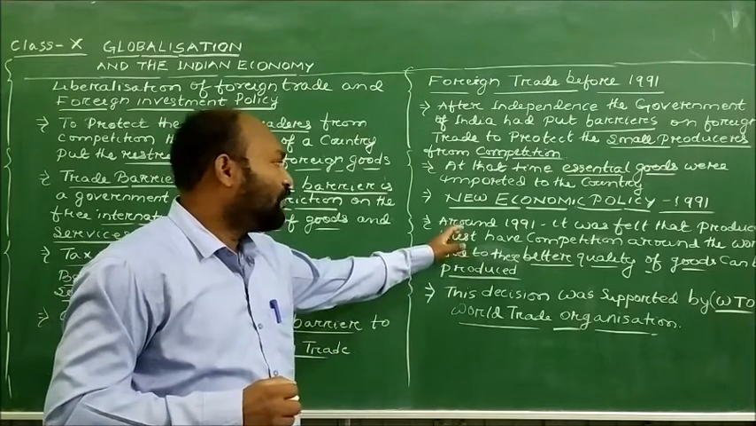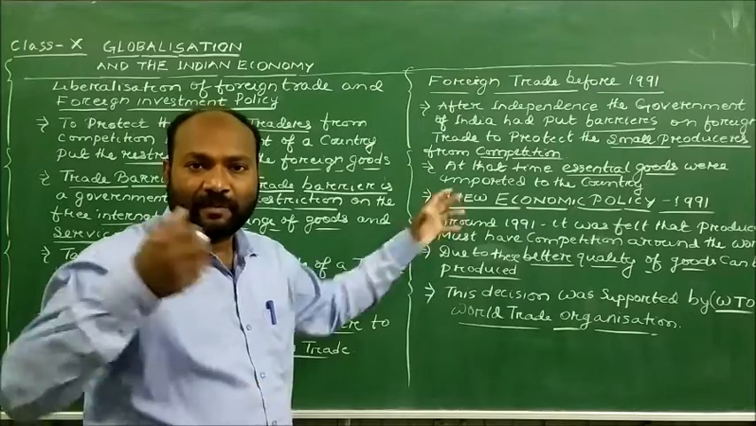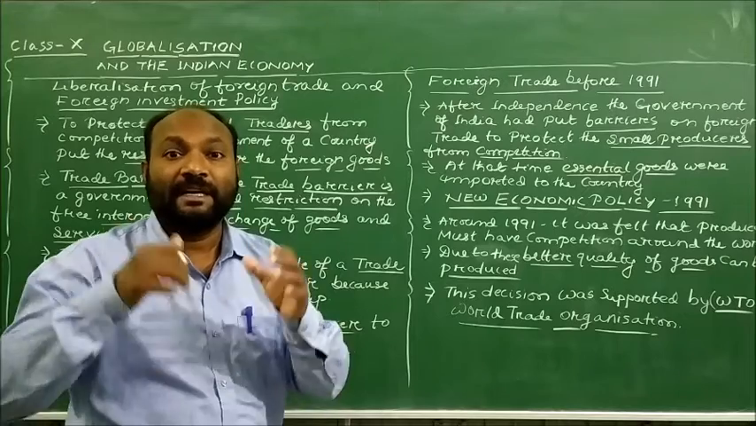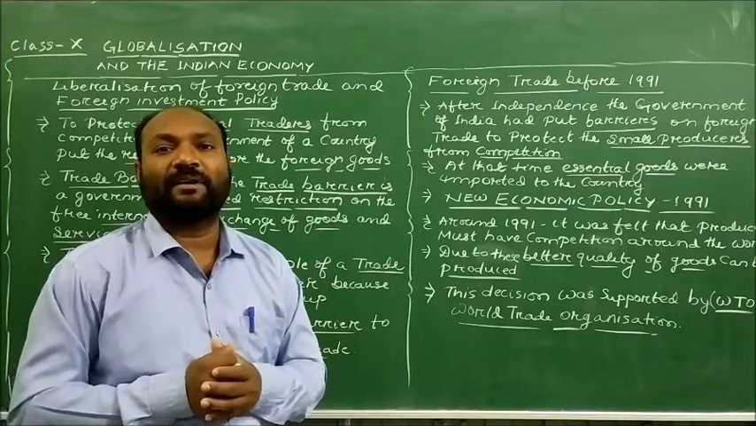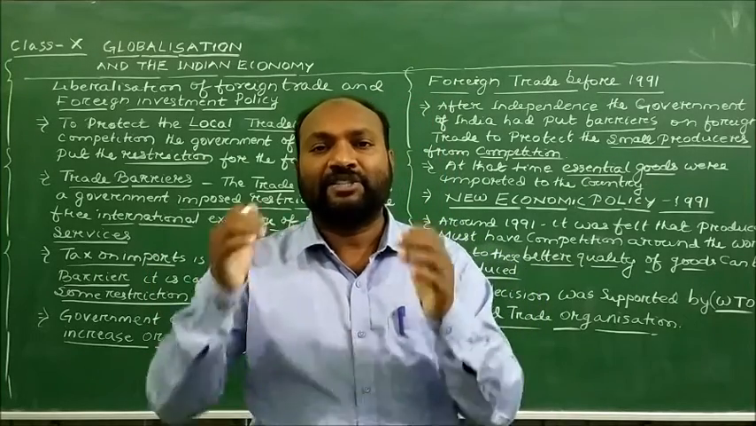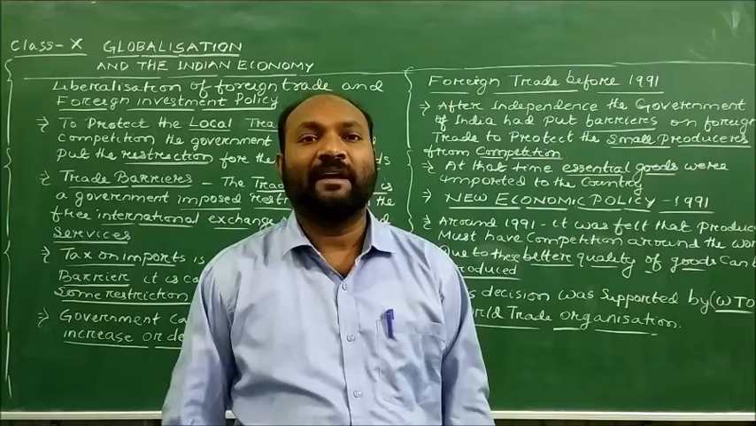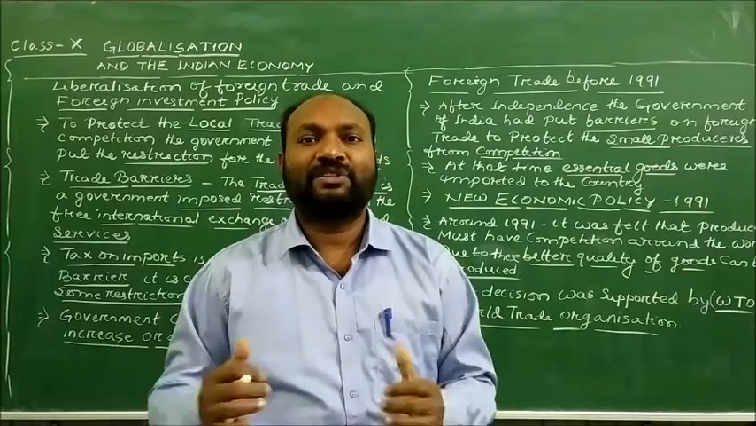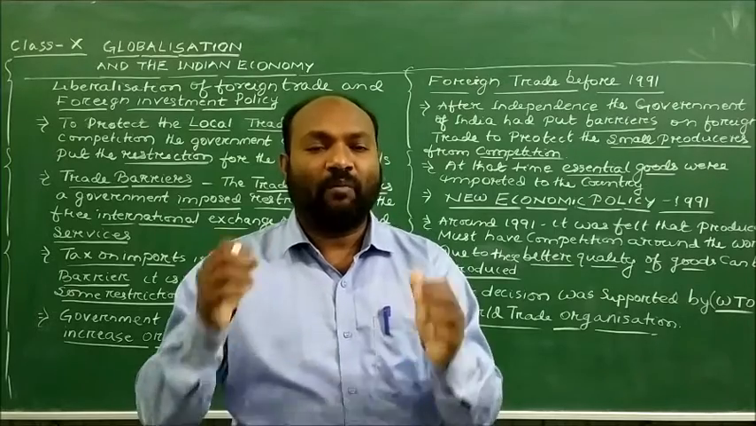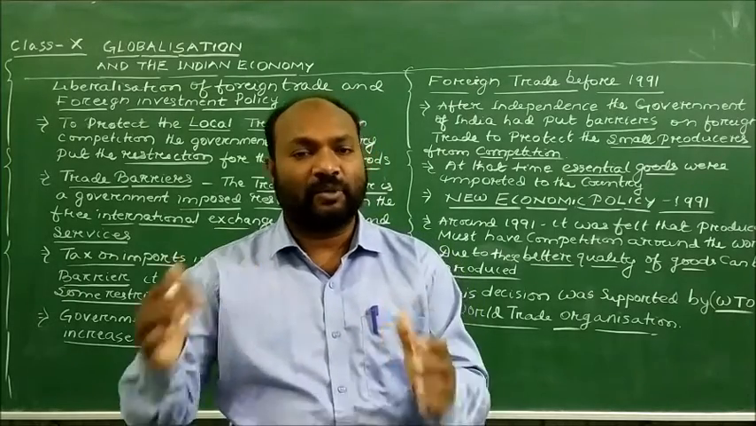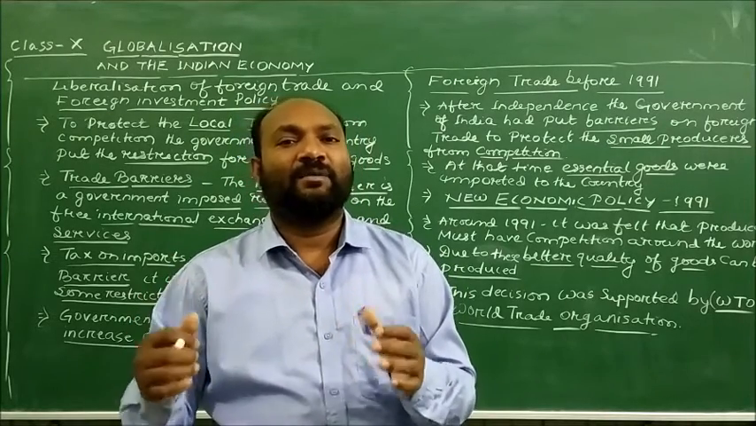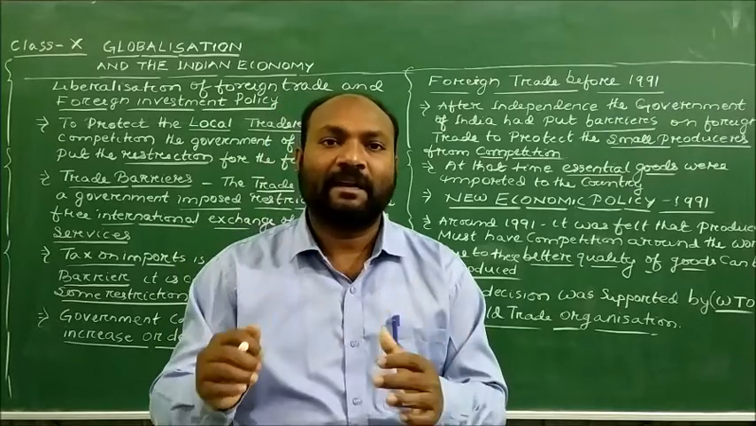Why is the government removing these trade barriers and setting up the new economic policy? It is to have the best quality of products, better quality of products at a much cheaper rate. The government is removing the trade barriers and the restrictions on foreign exchange and foreign trade. And why is the government doing this? To have better quality of products, the government of India removed the trade barriers after 1991.